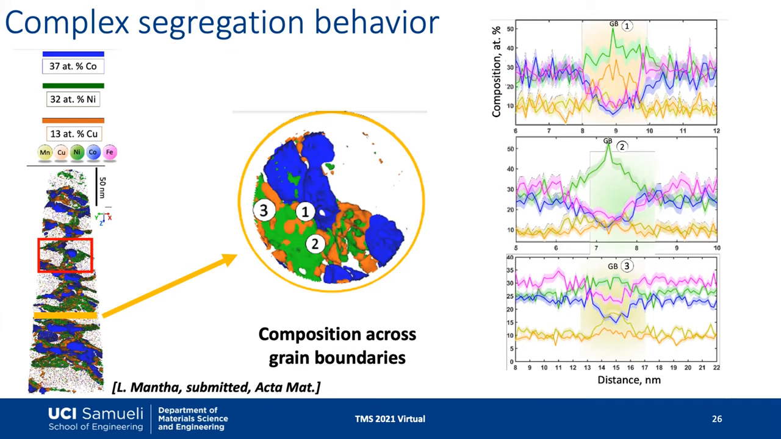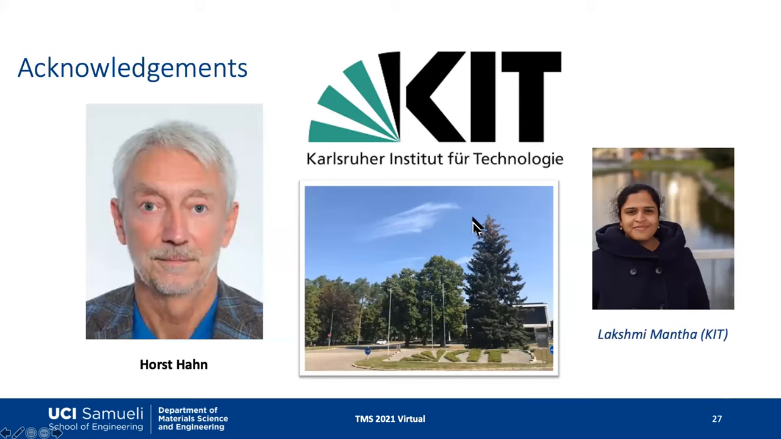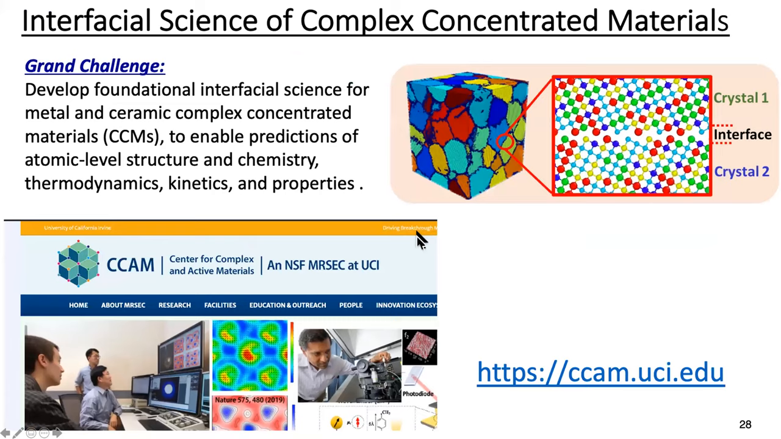This work really motivated the need for, as I said earlier, the pivotal role that interfaces can play. Now, if you look at conventional alloys, Gulliver-Scheil equation, segregation, and compare to this, it's a completely new paradigm. This is segregation at interfacial boundaries at a whole different dimension. I want to thank our colleague Horst Hahn at KIT and Lakshmi for their collaboration on the APT work that I just showed.